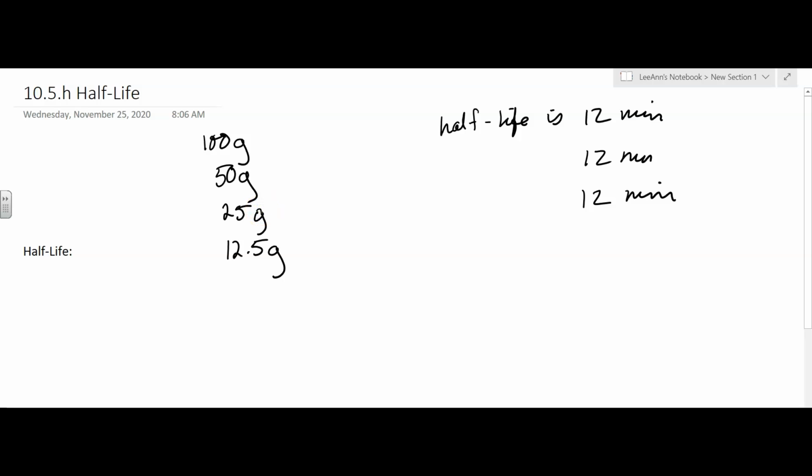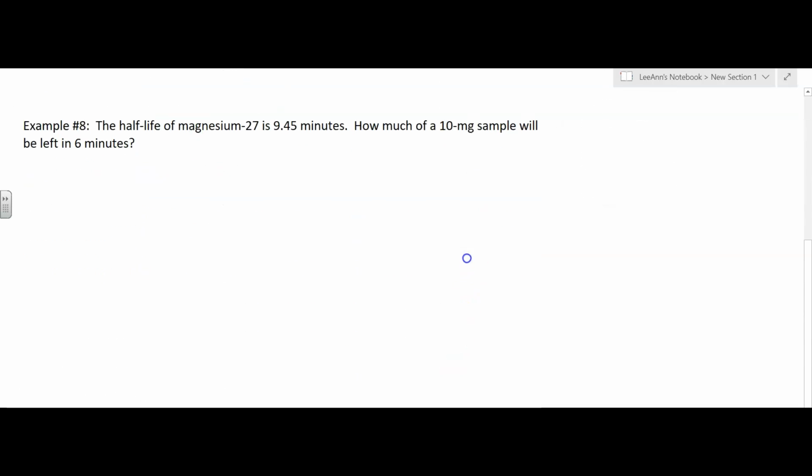So that's what a half-life is. A half-life is how long it takes for the amount to decompose to half the original amount. So it follows a growth model, but it's a decay, so it's the growth and decay model. Okay, so here comes an example.